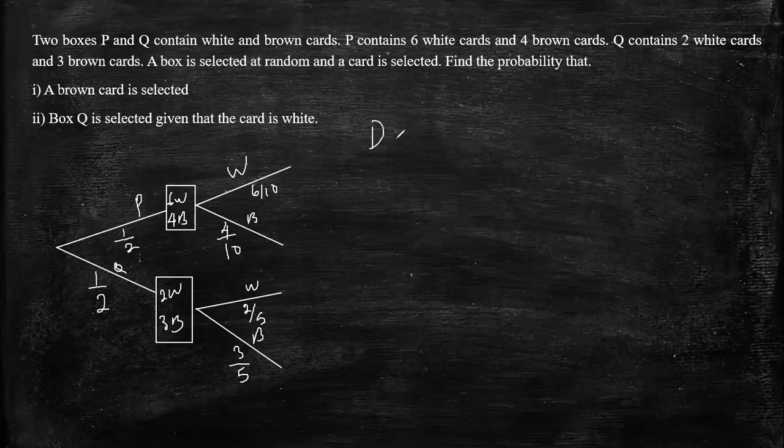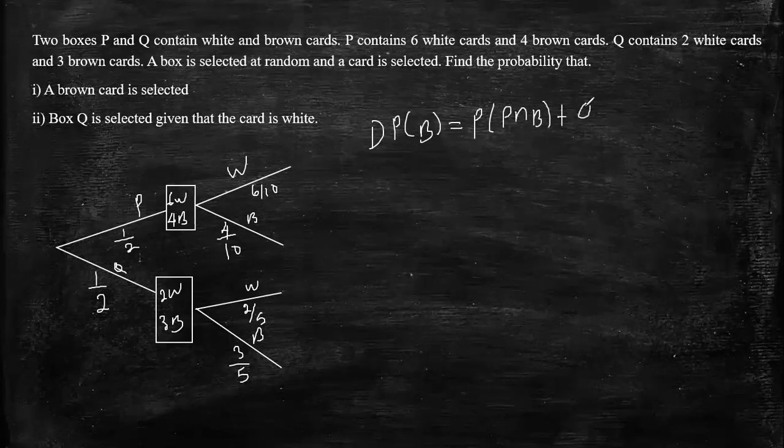So Roman 1, probability that we are selecting a brown card. So I'm going to select it in P or in Q. So it's going to be probability of P intersection B plus probability of Q intersection B. That is where we are picking a brown card.